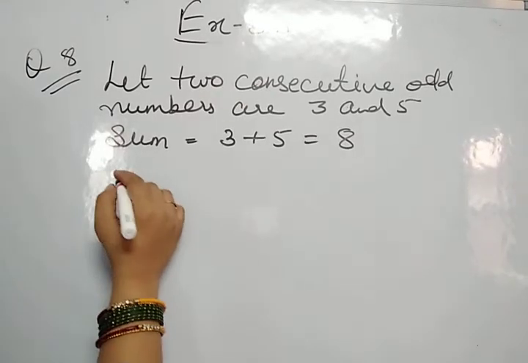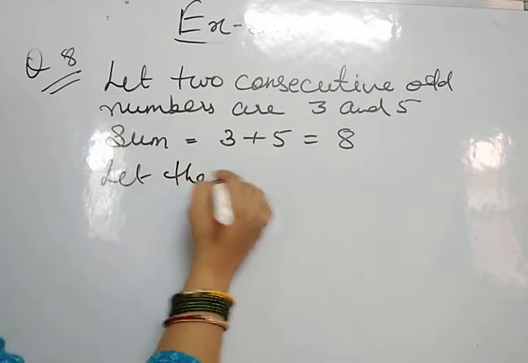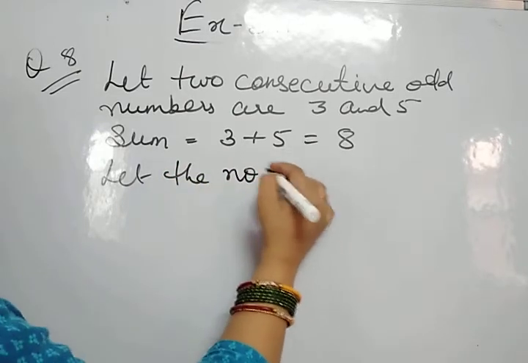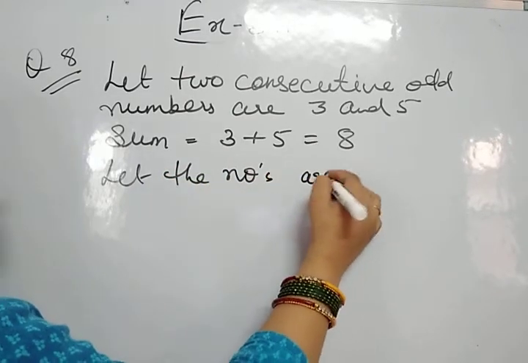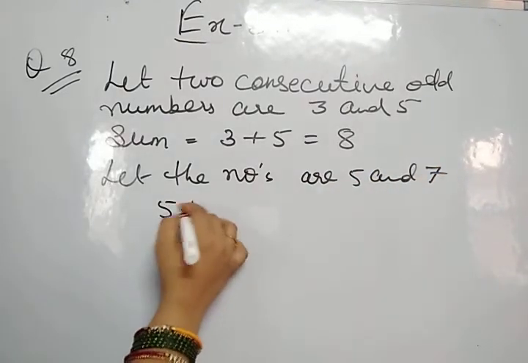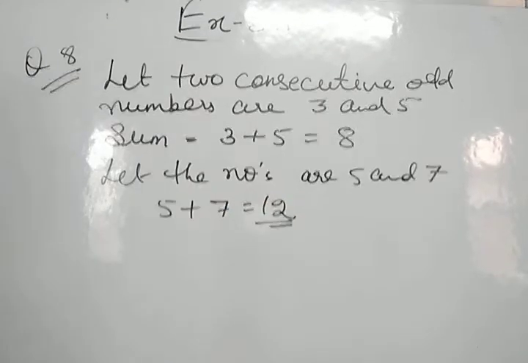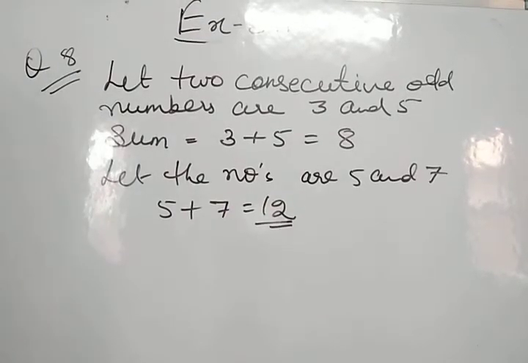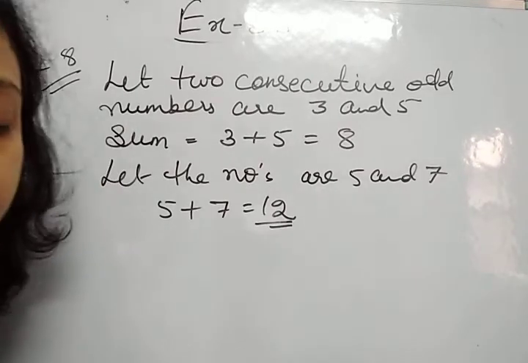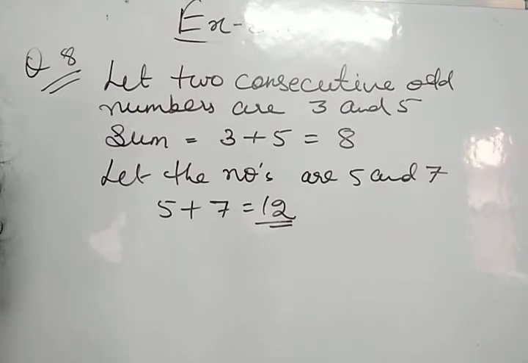Let's see some other examples also. Let the numbers be 5 and 7. 5 plus 7, that is 12. 12 is also divisible by 4. In such a manner you can take some other example to verify this statement. Okay, now see question number 9.